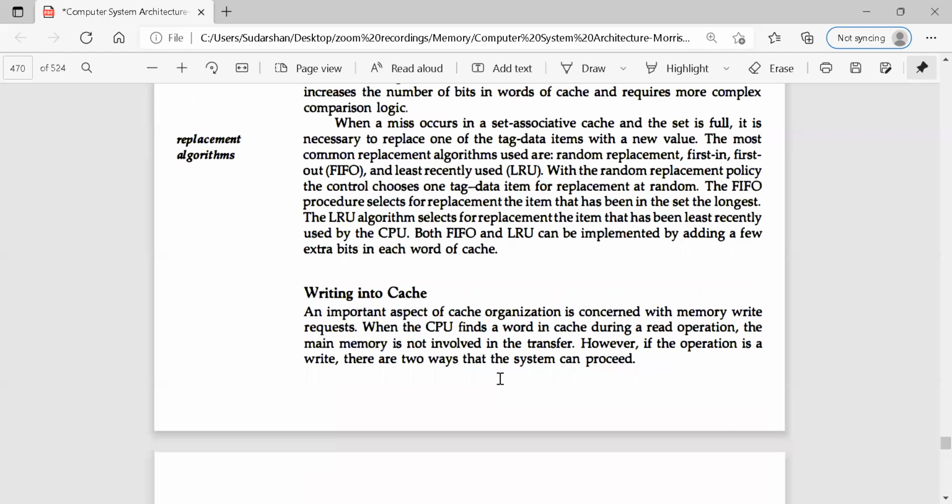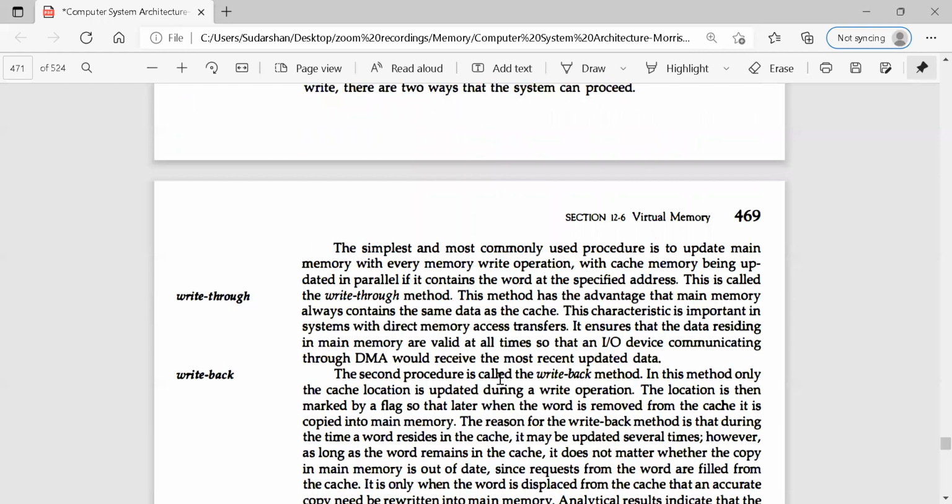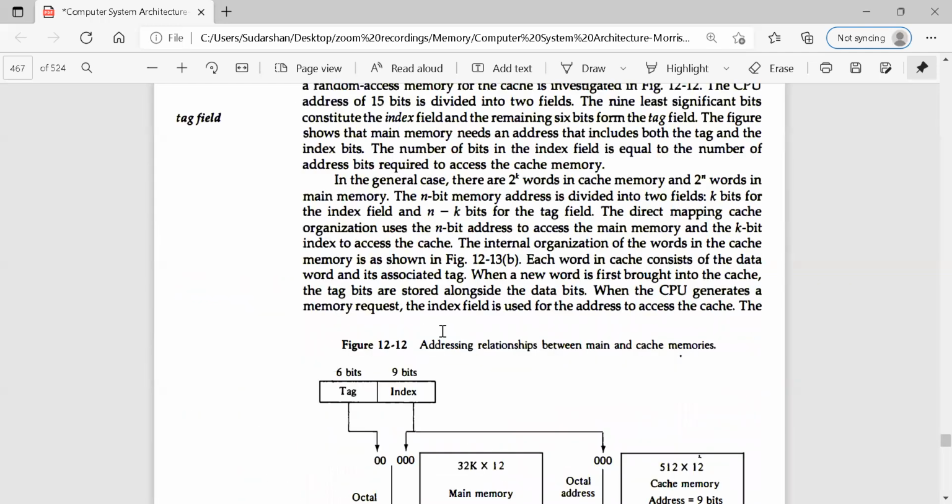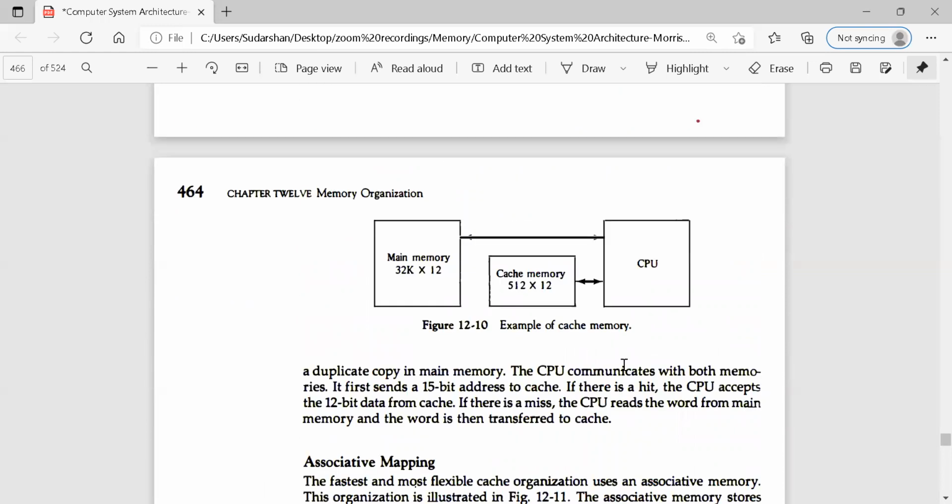Then how will you write data into cache? There are two methods available. One is the write through method, another is called the write back method. So what do we do here? Let me take up this diagram, which will be better for you to understand. Whenever the CPU is going to update data in cache memory, in the case of the write through method, you update the data in cache memory as well as in main memory. That means in parallel you update the same word present in cache memory as well as the same word present in main memory. So this may consume time. This is called the write through method.